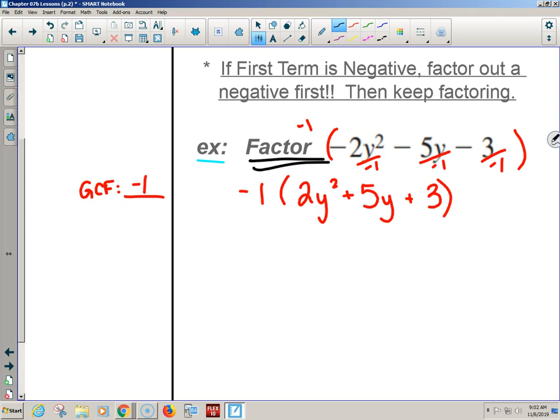What does it say next, after you pull out the negative? Keep factoring. Because I have a trinomial, right? So I look on the inside, and I say, how do I break you down? All right, from what we did yesterday, how do I fill in my box?